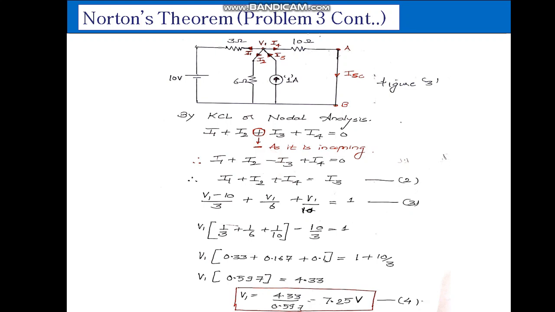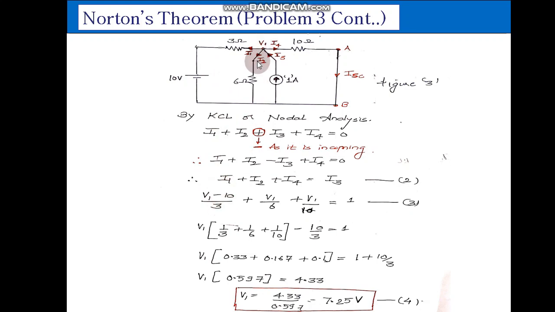So if I take this I3 on the RHS, this becomes I1 plus I2 plus I4 is equal to I3. How to write this I1? It is the difference between the voltages across the path where I1 is flowing, divided by the resistance. So V1 is a voltage, 10 volt is the voltage, so V1 minus 10 divided by 3, difference between the voltages divided by resistance. So V1 minus 10 by 3 is I1.